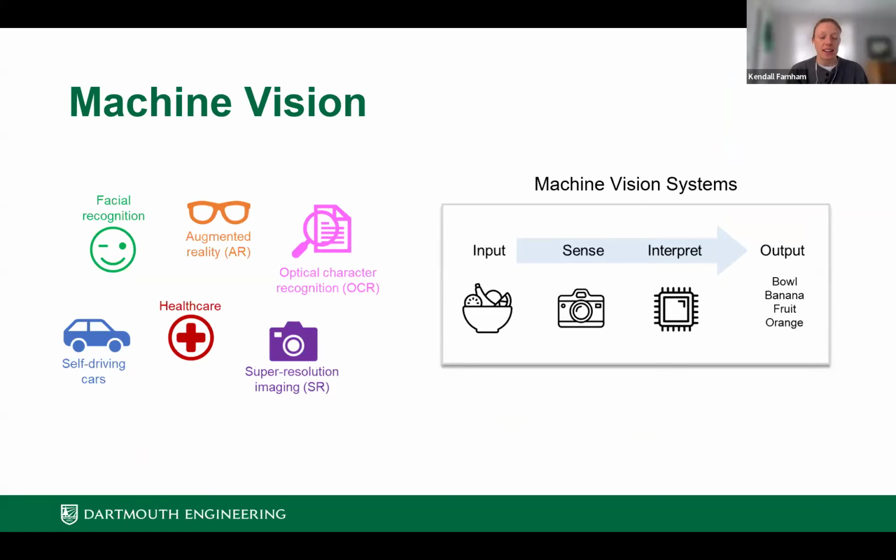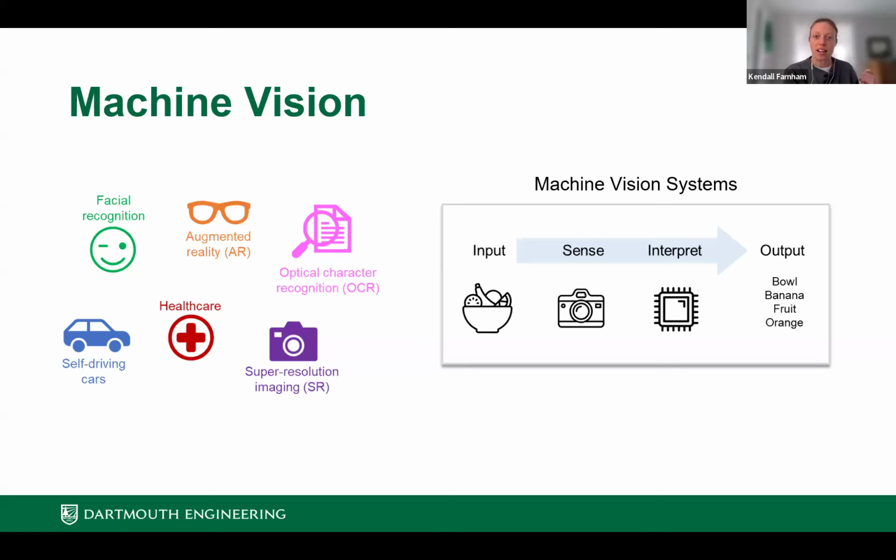Awesome, thanks, Sophia. For the machine vision course, machine vision is in all of our lives right now. Our systems are using it for facial recognition, augmented reality, character recognition, self-driving cars, anything in healthcare with autonomous delivery of medicine, as well as diagnostics, and super resolution imaging, and the list goes on. But at a high level, a machine vision system has some sort of data input. We sense that input somehow, we interpret that input, and then we have an output, some sort of decision.